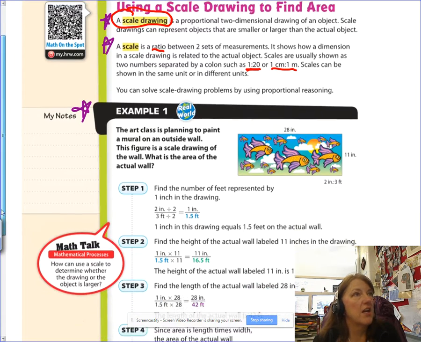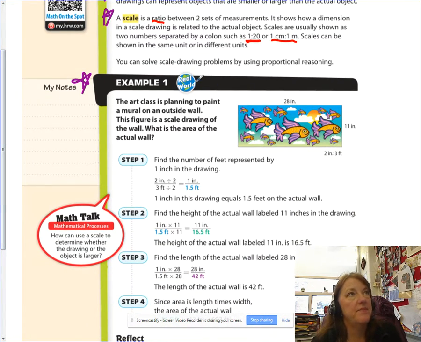In fact, online, Professor Berger, I think, does his real-world video, a math on the spot video, with this particular painting. So let's say this is the scale drawing, and they're going to blow this up to be a huge mural. Right now, they know that the width of this picture is 11 inches. The length is 28 inches, okay?